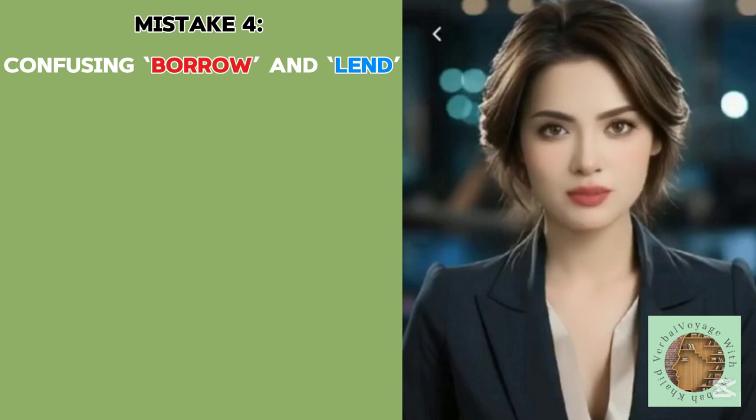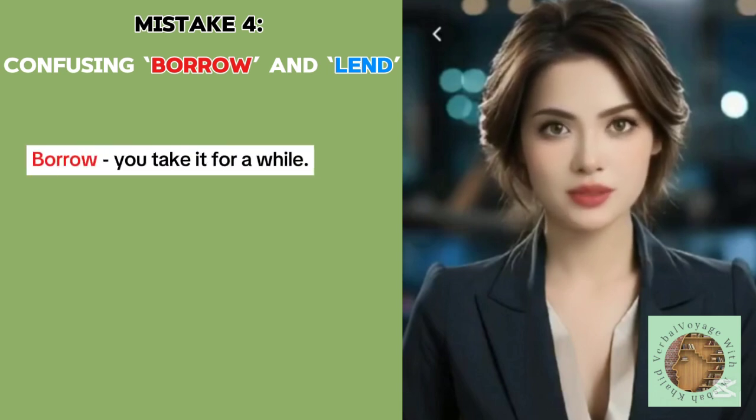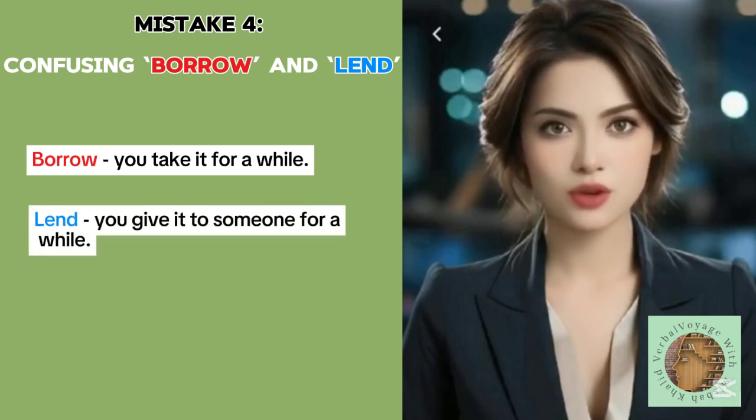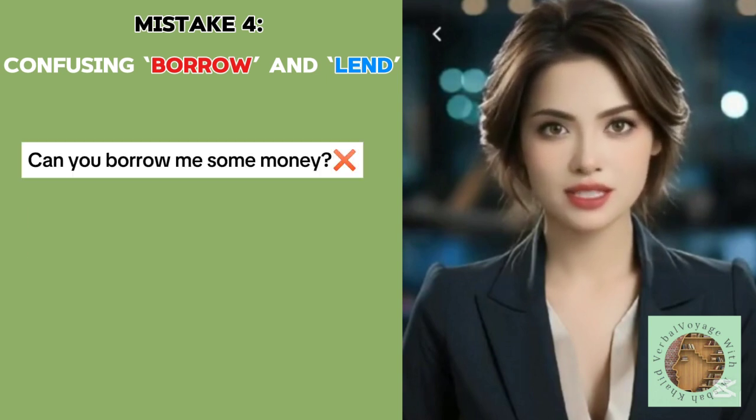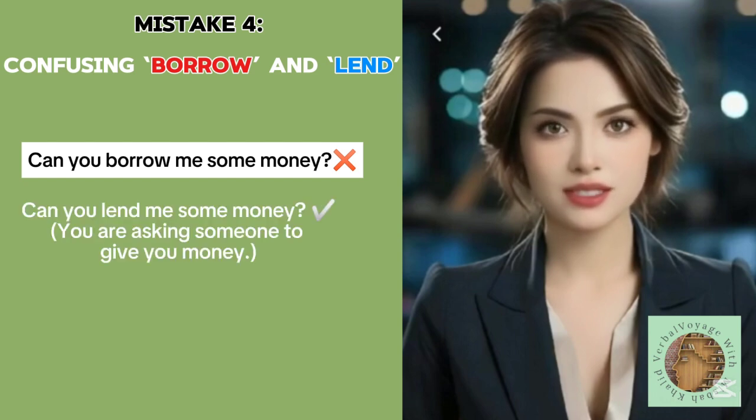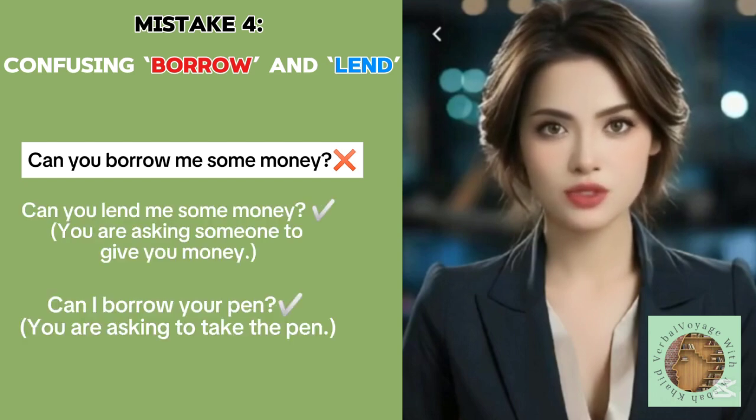These two words can be tricky because they involve giving and receiving. When you borrow something, you take it for a while. When you lend something, you give it to someone for a while. For example, this is incorrect. This is correct. This is also correct. Tip to remember. Think of borrow as taking and lend as giving. You lend to someone, but you borrow from someone.